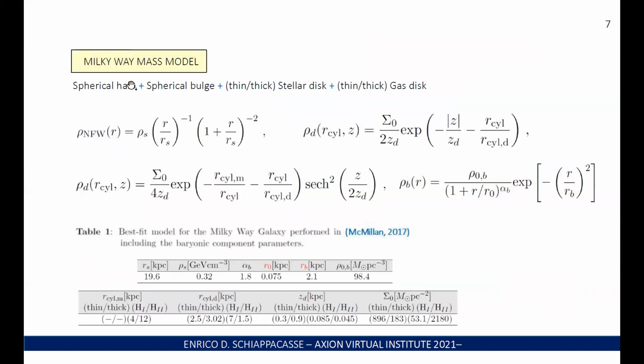We will use the Milky Way mass model based on McMillan 2017. This model is composed of a Navarro-Frenk-White spherical dark matter halo profile, plus a spherical bulge, a double stellar disk, and a gas disk.